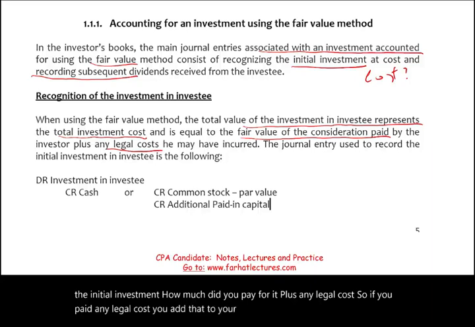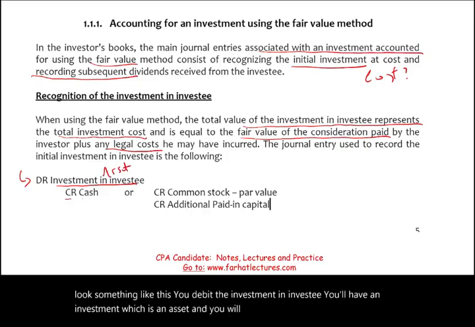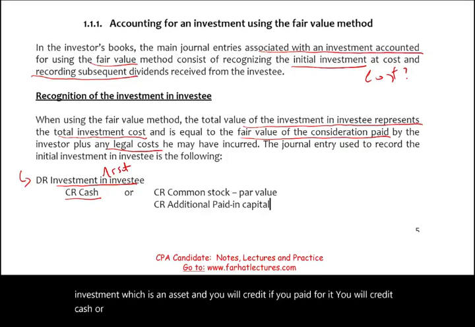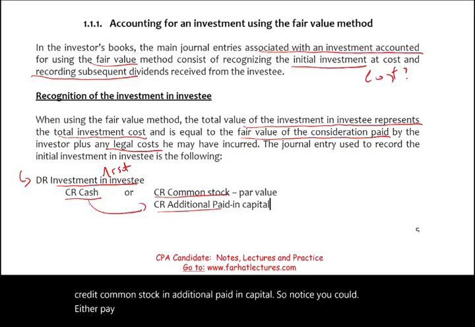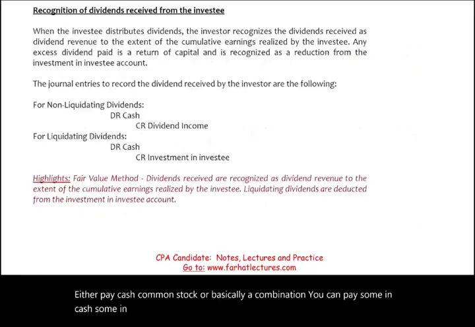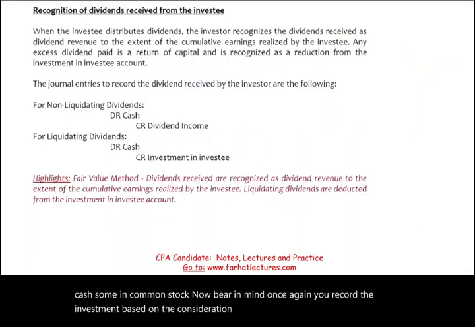So the journal entry would look something like this. You debit the investment in the investee, which is an asset. And you will credit cash if you paid for it in cash, or if you issued stock to the other party, you will credit common stock and additional paid-in capital. So notice you could pay cash, common stock, or a combination. You can pay some in cash, some in common stock. Now bear in mind, once again, you record the investment based on the consideration paid plus any legal cost.